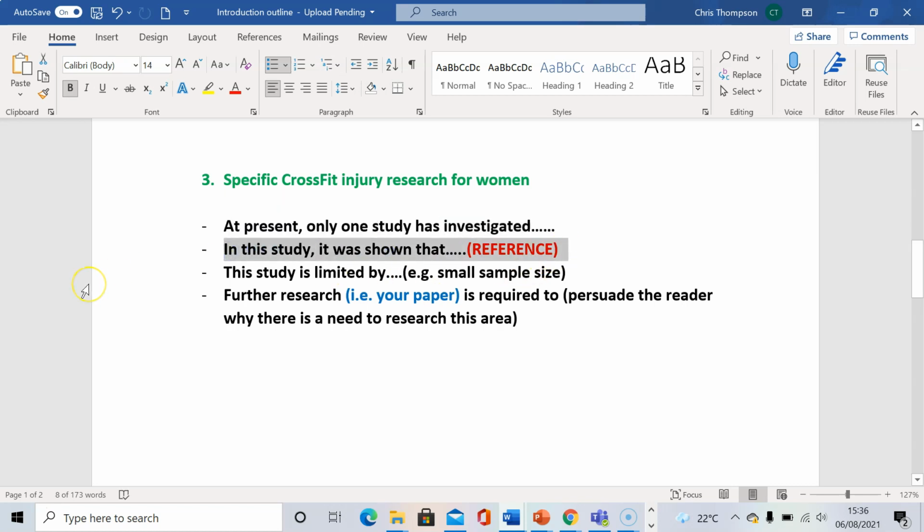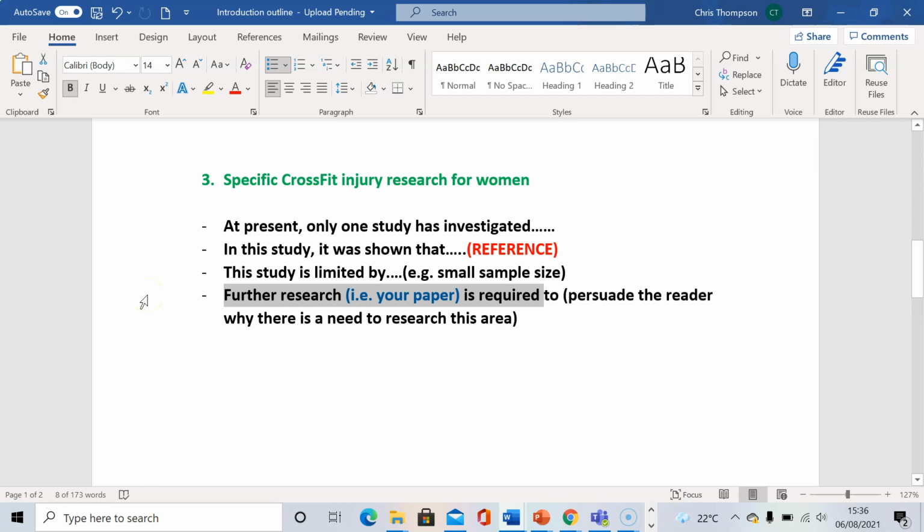So I just speak briefly about the methodology of the paper, the results of the paper, and then what you need to do is sell the paper, what you're doing. So you need to kind of put doubt in the reader's mind and say, well, there's not enough research, or this paper here, well, it was limited for X, Y, and Z reasons. So then you kind of create that doubt. You're saying this research has been done, maybe it's not very good. So therefore, we need more research.